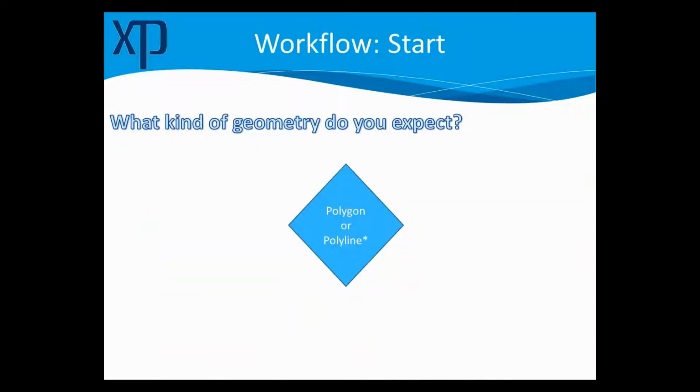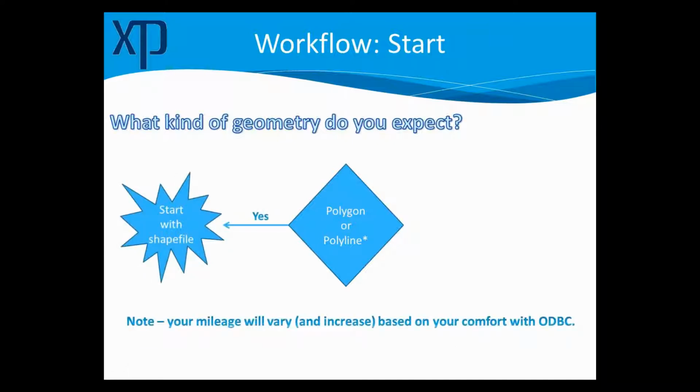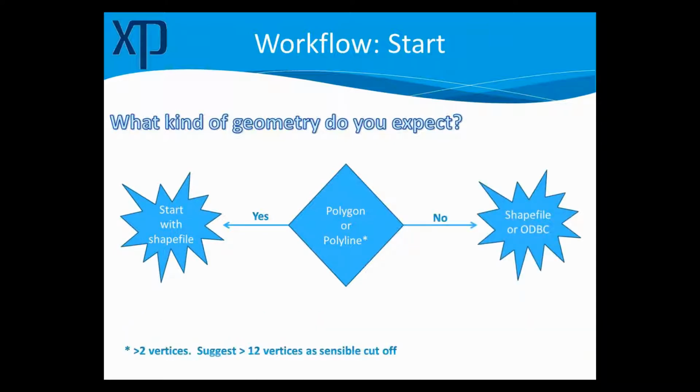So let's start, and I have tried to distill this down into 2 questions from a workflow standpoint. The first question is this: what kind of geometry do you expect to be using? And you see here I have the question, the polygon or polyline, and I have a little asterisk there. I'm about to give you my, for what it's worth, definition of what I would use as a decision point. Of course, your decision will change over time as you become more familiar with certain ways of doing things. And so if I have a polygon, potentially catchment or some type of polygon boundary, or a polyline that has more than 2 vertices, I'm going to say more than 12 vertices is a cutoff, but that's for your choice.